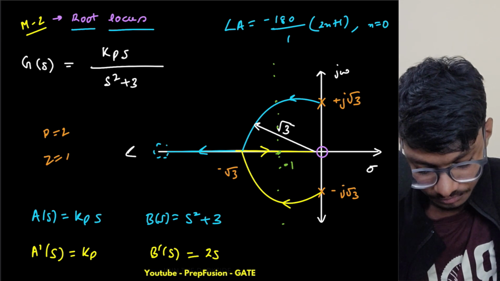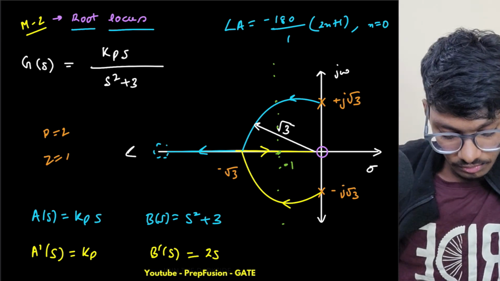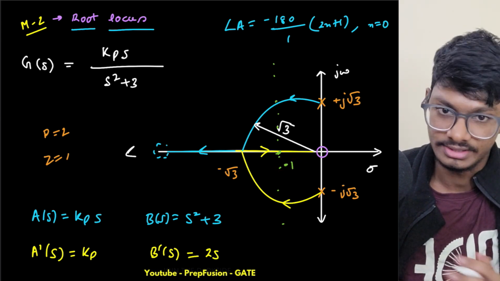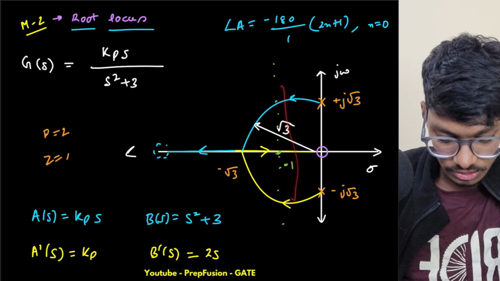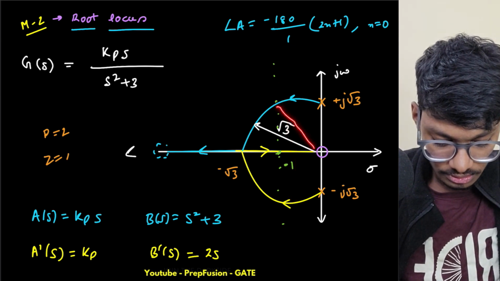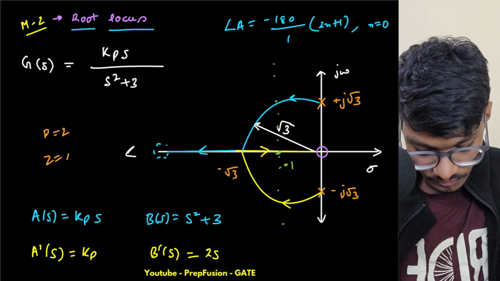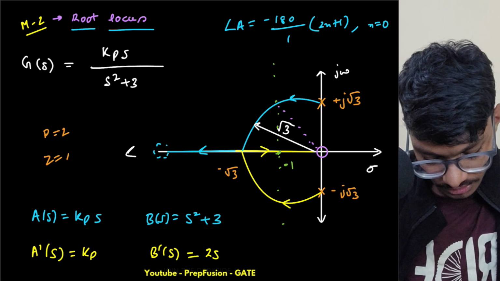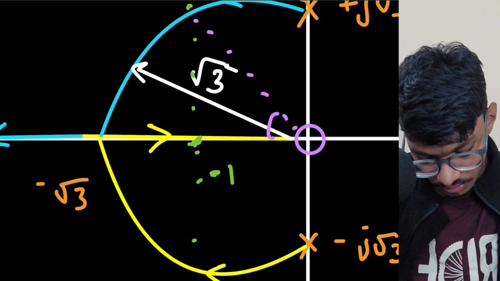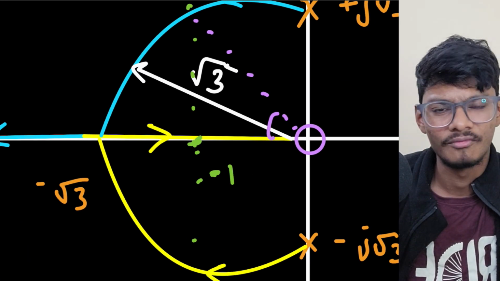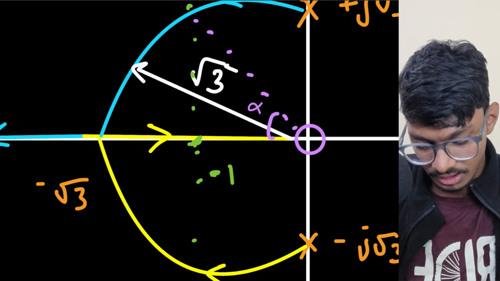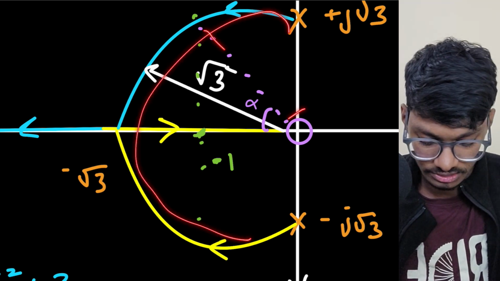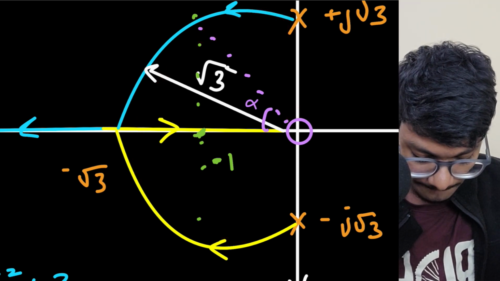Now what I have to do is make sure all the roots lie on the left hand side of this minus 1 line. So here I can take a line from here. If I mark this angle as theta, or let me mark it as something else, let me mark it as alpha. So this angle is alpha. Now this distance I know is √3 because this point lies on the circle.